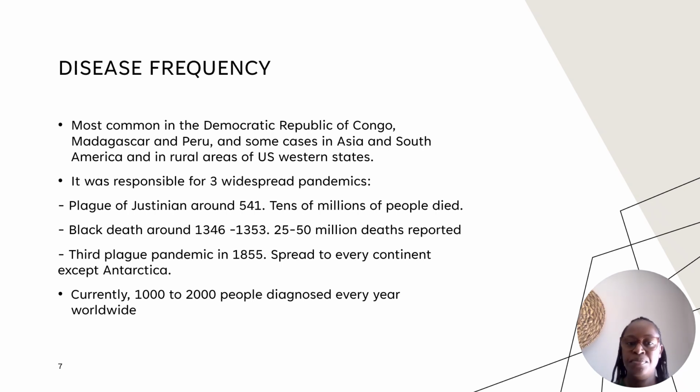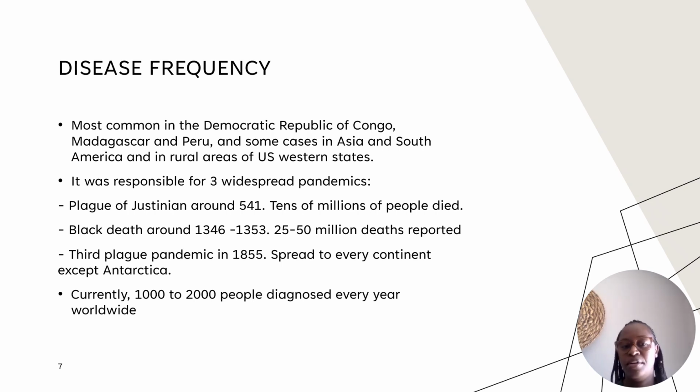So the plague, as I said earlier, is a dangerous disease. So far, we have had three major pandemics because of the plague. The first one is the Plague of Justinian, which occurred around 541. For this plague, tens of millions of people died and it spread really fast. The second and most well-known pandemic of the plague is what we call the Black Death. It is what gave the plague its current nickname.